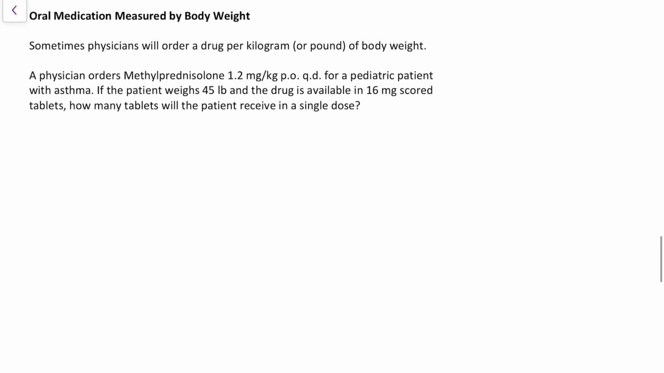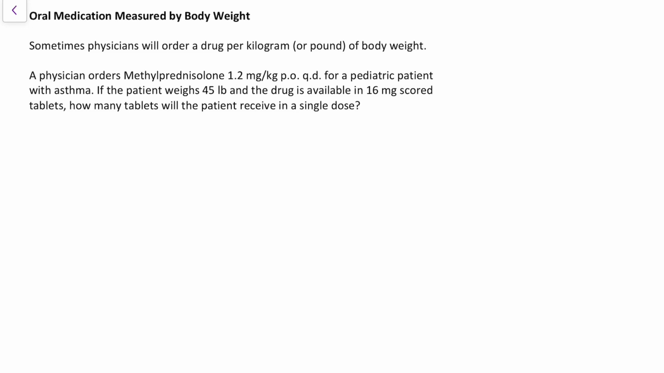Medications can also be given to us rather than a liquid strength or a tablet strength. We might be given how much we need to give the patient based on their body weight. But the process is the same. Whether we're using a concentration or we're using body weight, we can think of these as sort of like a conversion from medication to how much liquid or how many tablets we need to give them.